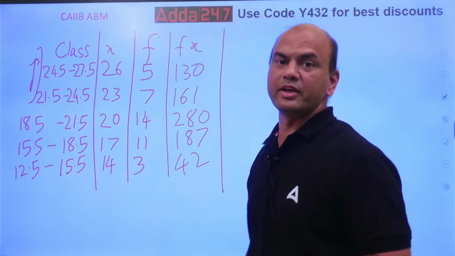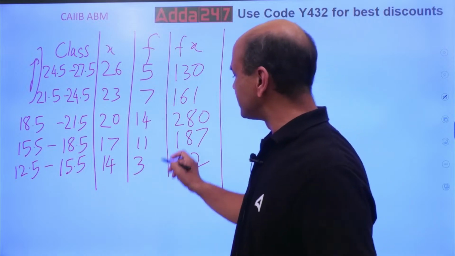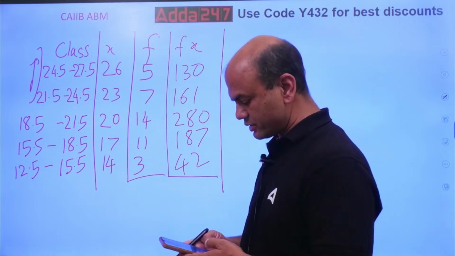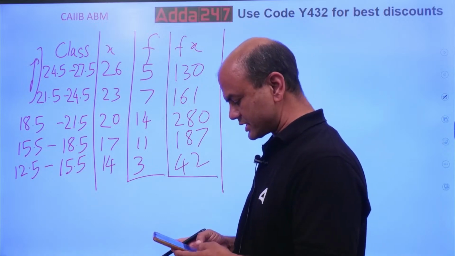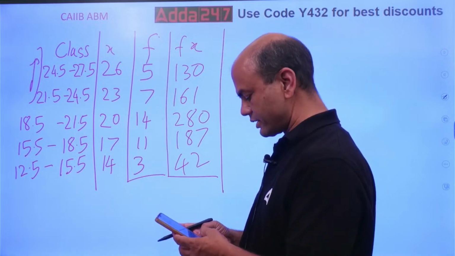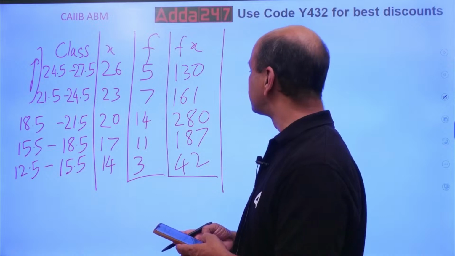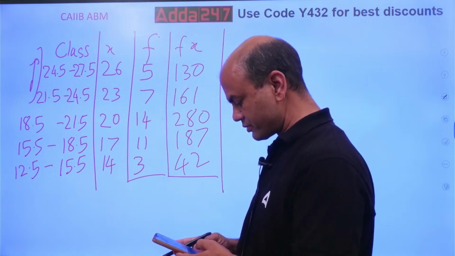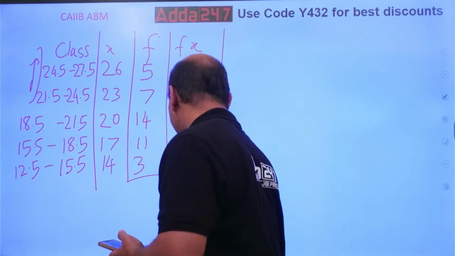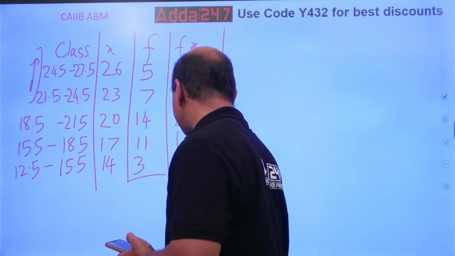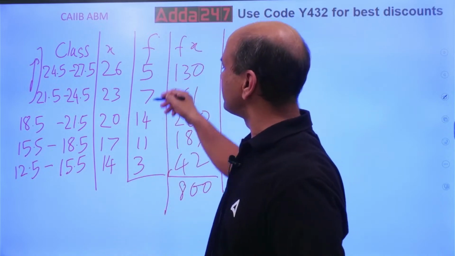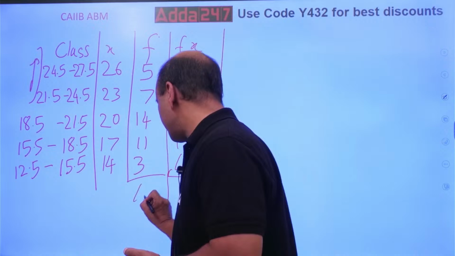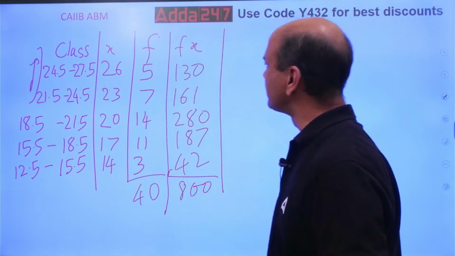What do you want? Summation fx upon summation f. Now for summation of f, add this also. Both the things you have to add, so you require the calculator. 130 plus 161 plus 280 plus 187 plus 42. So net is 800. And what about summation f? 7 plus 5 is 12, 12 plus 14 is 26, 26 plus 11 is 37, 37 and 3 is 40. So 840.